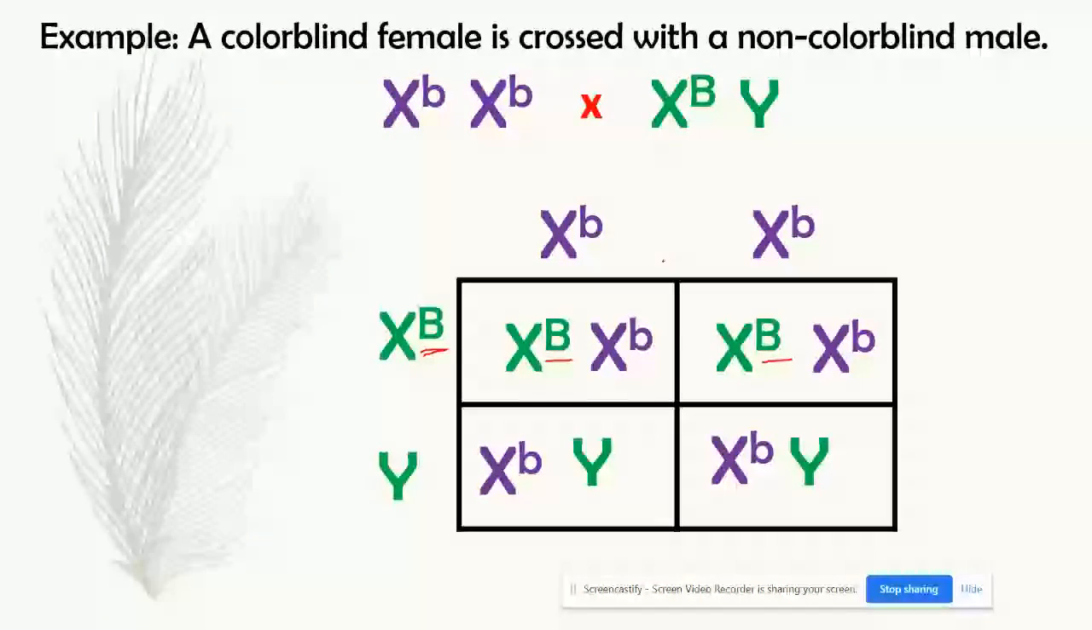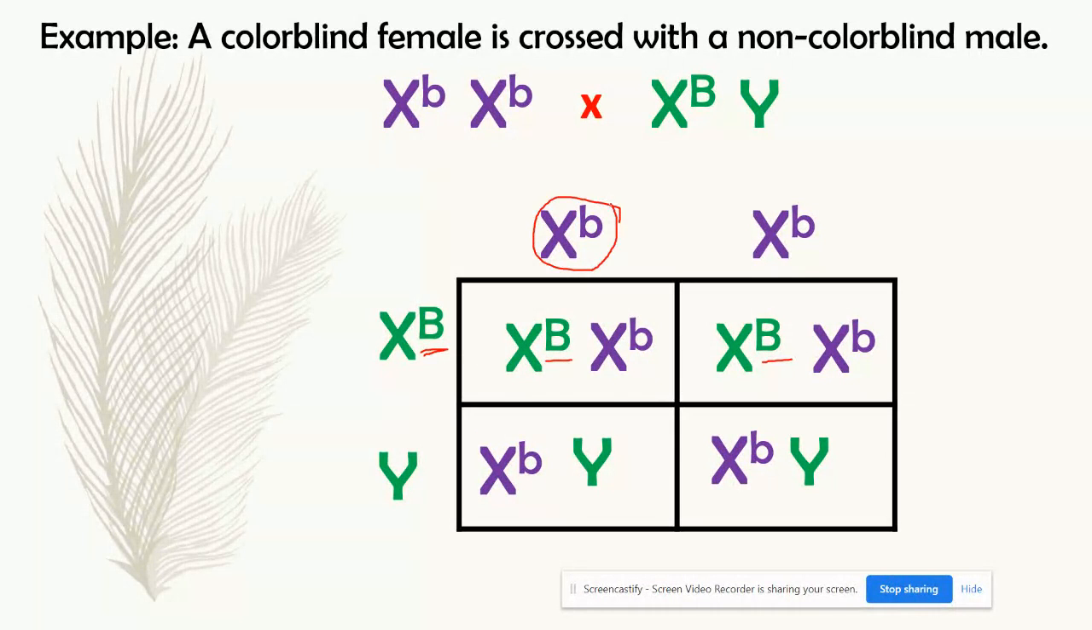And that is because the X's are passed from the mother to her daughter. But when we talk about sons, the X comes from the mom and the Y comes from the dad. So if a mom is homozygous recessive for a certain trait, every single one of her sons will also have that same phenotype, will also be recessive for that trait because they don't have a second chance to inherit a dominant allele. If they did, then they would be female.